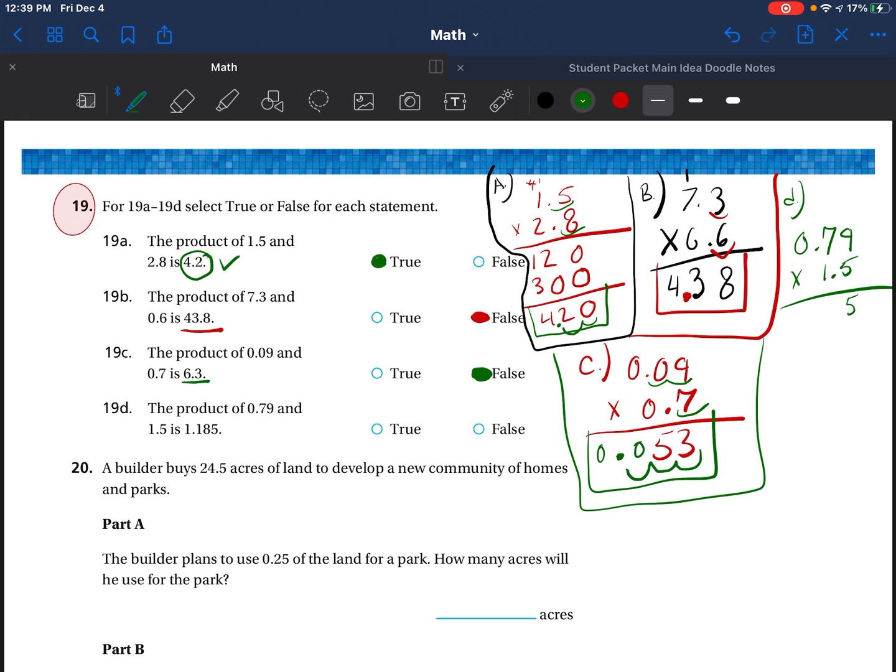And our last one is D, and that is 0.79 times 1.5. So 5 times 9 is 45. 5 times 7 is 35, plus 4 is 39. 5 times 0 is 0, plus 3, placeholder. 1 times 9 is 9. 1 times 7 is 7. 1 times 0 is 0.